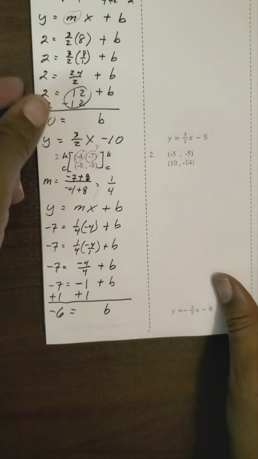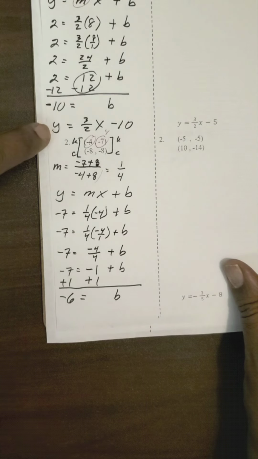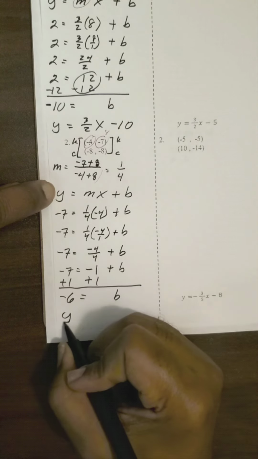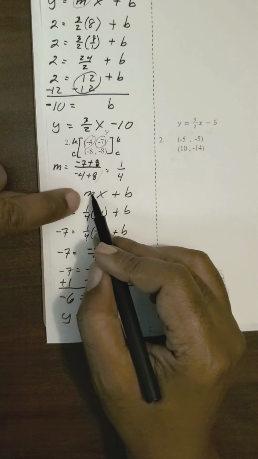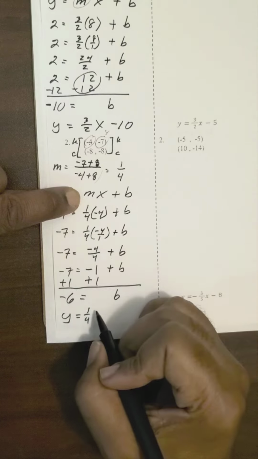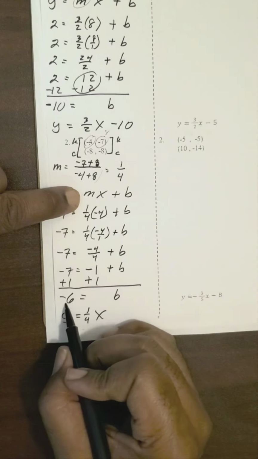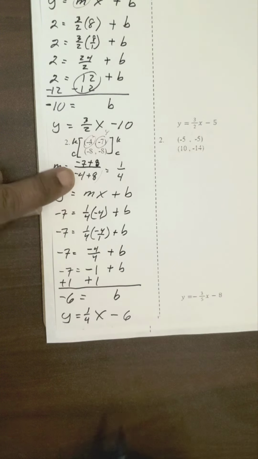So as a result, we're going to have our y equals, instead of m, we're going to use 1/4. Then we're going to use the x. And then instead of plus b, we're going to use minus 6. And that's our linear equation.